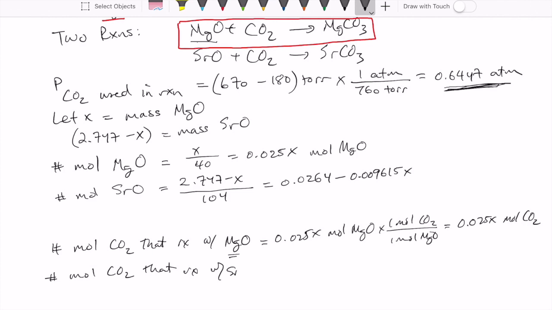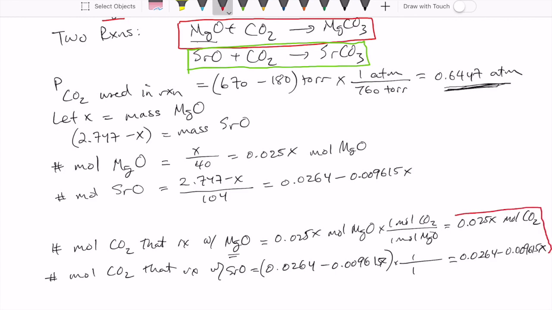which allows me to calculate the number of moles of CO2 that reacts with SrO. And since SrO also has a one-to-one stoichiometry with CO2, we end up getting the same expression at the end, right? 0.0264 minus 0.009615X. I'll skip the units here, but you multiply this by the one-to-one mole ratio and you end up getting the same thing out here, okay? Both of these numbers right here are the number of moles of CO2 that reacts with each of those species. And so when you add them together, that equals the total CO2 that reacts with the ore.